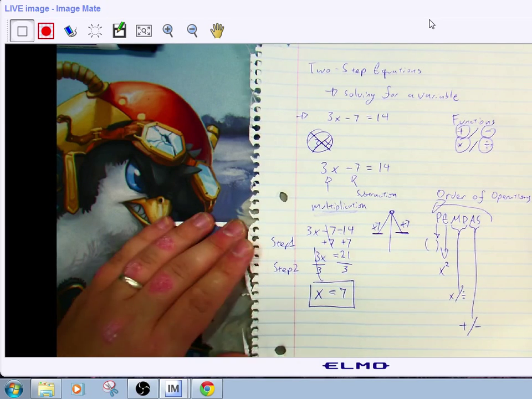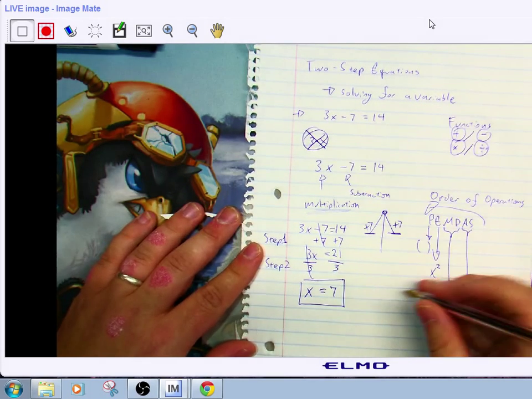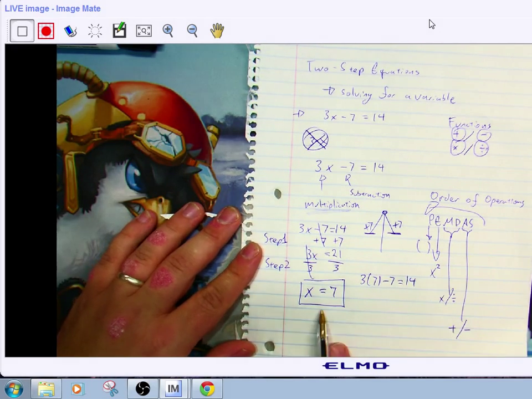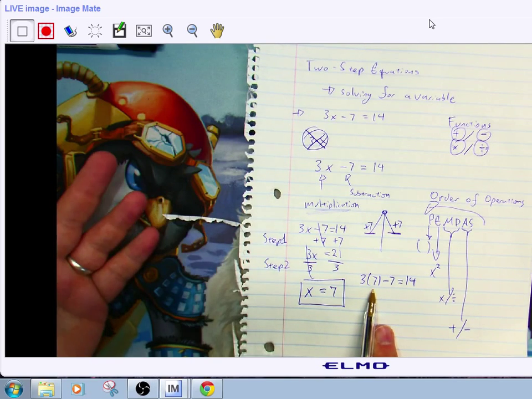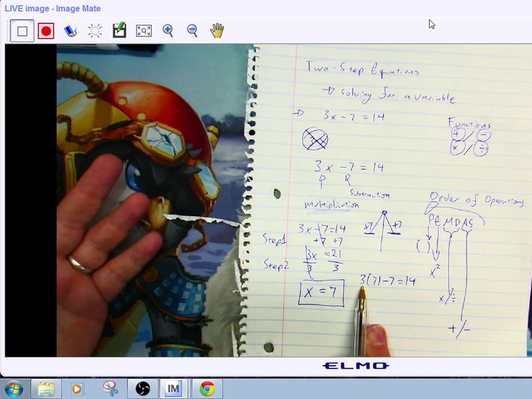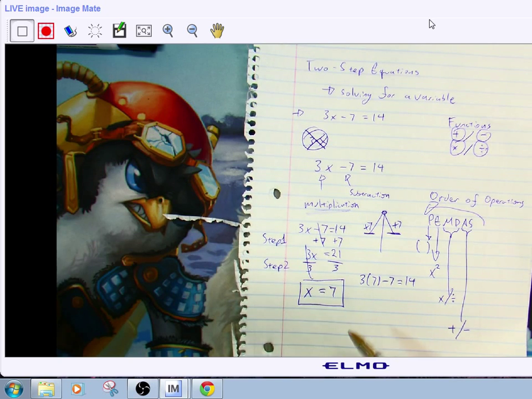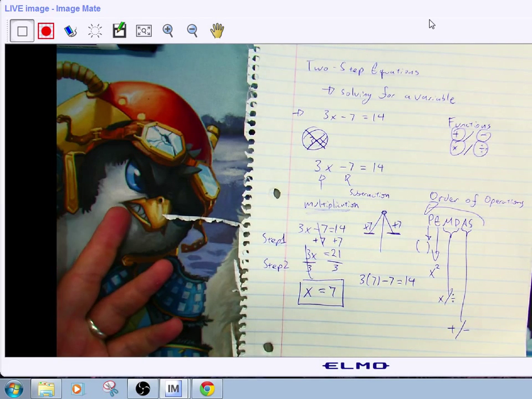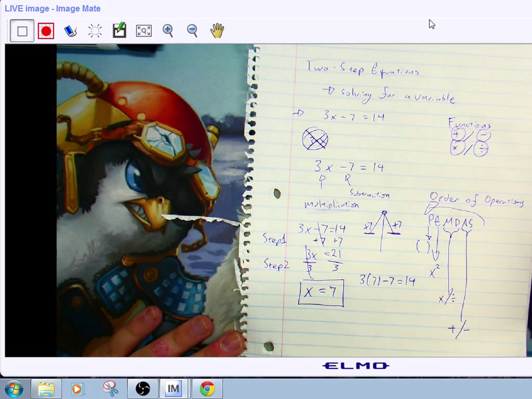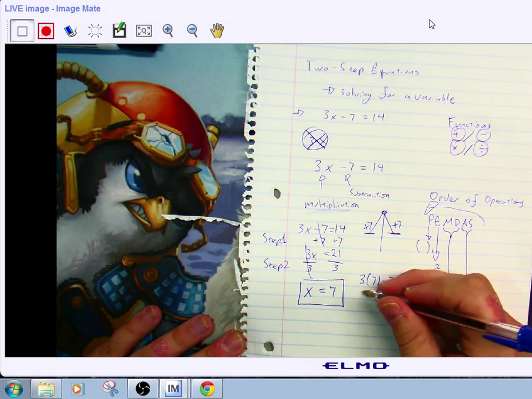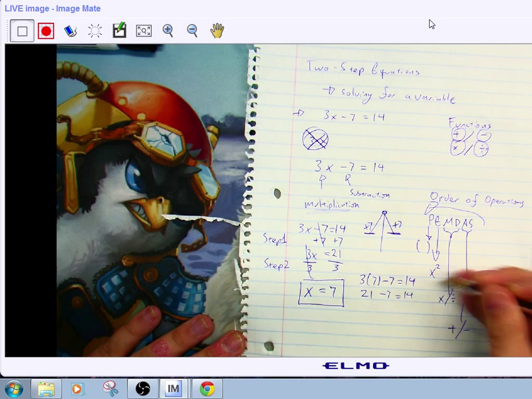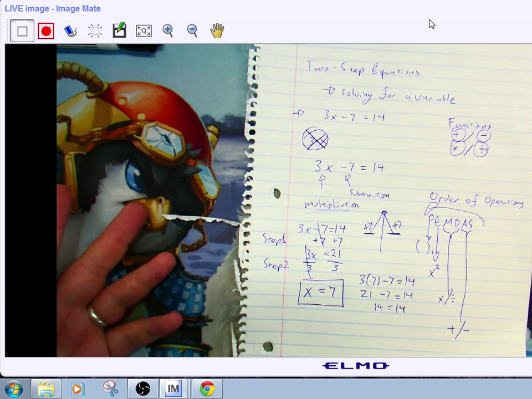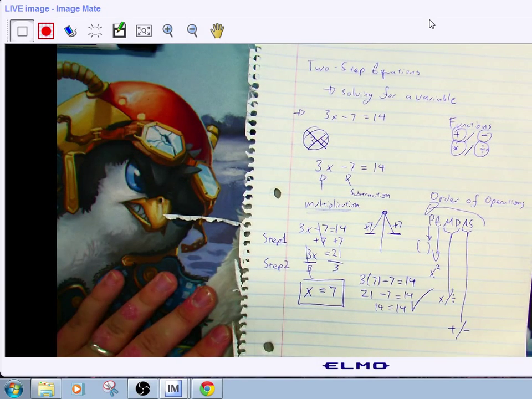And sure enough, we can double check this to make sure that it's right. We can plug 7 into the original equation. So I have 3 times 7 minus 7 equals 14. And you see when I plug something in for a variable here, I write it in parentheses. 3 parentheses 7 is the same as 3 times 7. It's a very clear way of saying, hey, there was an x here, now it's a 7. It's much clearer than trying to write the multiplication symbol. 3 times 7 is 21, minus 7 equals 14. 21 minus 7 is 14. Does 14 equal 14? Yeah, it totally does. Boom, check. Totally did it right.